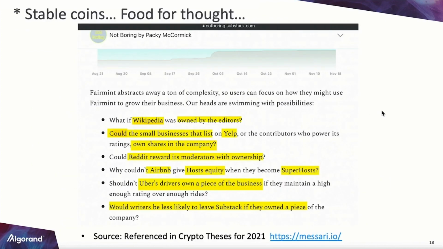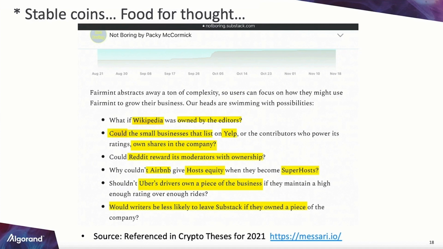Also, I recently read a crypto thesis for 2021 at Messari.io. You can see the reference at the bottom there. And this was referenced in the document. That's a great read, by the way. If you're really looking to bone up on all the acronyms and technology and everything, download that report. It's free. I think you just got to sign up on the site and you can get the PDF. It's, like I said, about 130 pages.